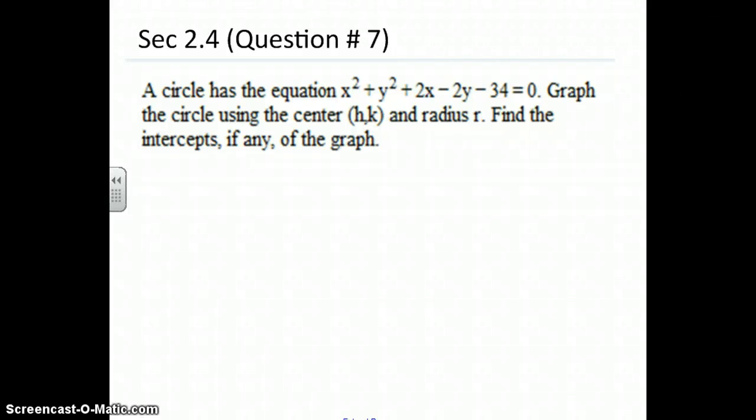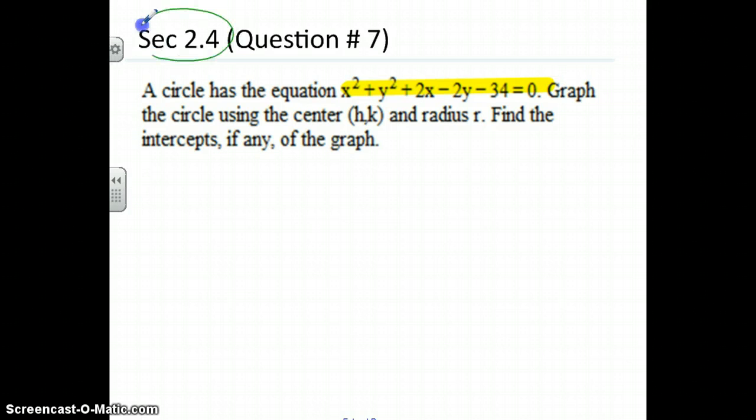Hello, my name is Rob Reynolds, and I'm going to show you how to complete the square to graph a circle. If a circle is given in standard form, we want to put it in standard graphing form. We're going to complete the square.